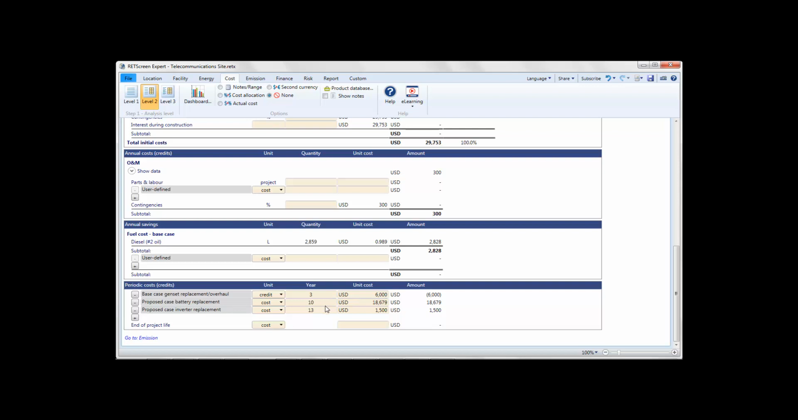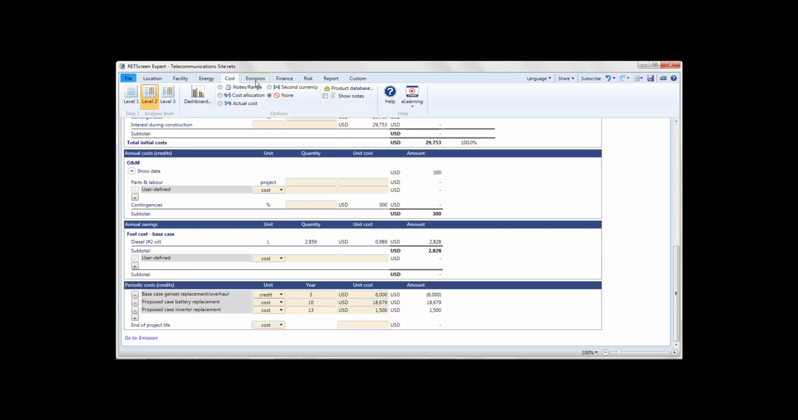We have the proposed case battery replacement at 10 years here. The virtual energy analyzer has it every 6 years and a much more expensive battery. And then proposed case inverter replacement every 13 years. That's very similar in the two.